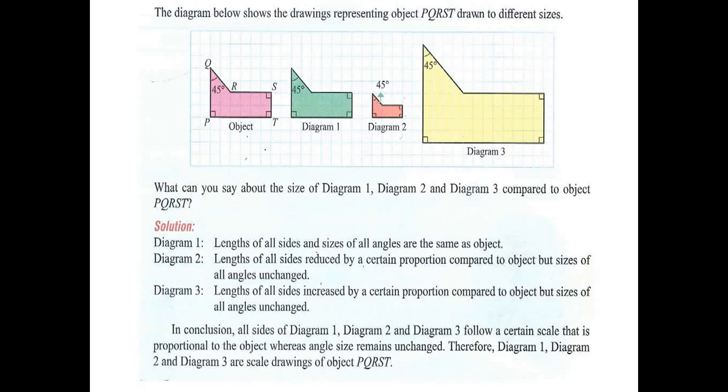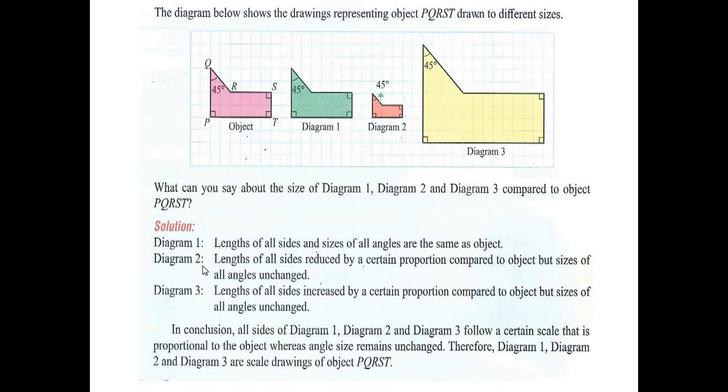The diagram below shows the drawings representing object PQRST drawn to different sizes. So what can you say about the size of diagram 1, diagram 2 and diagram 3 compared to object PQRST? Now this is the solution. I'll explain to you what it is all about. Diagram 1: length of all sides and sizes are the same as the object. You can see it is totally the same thing.